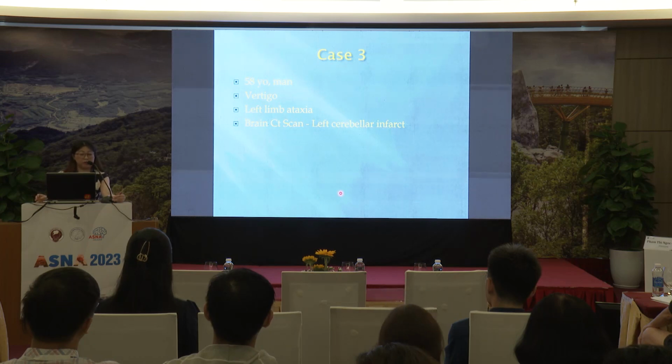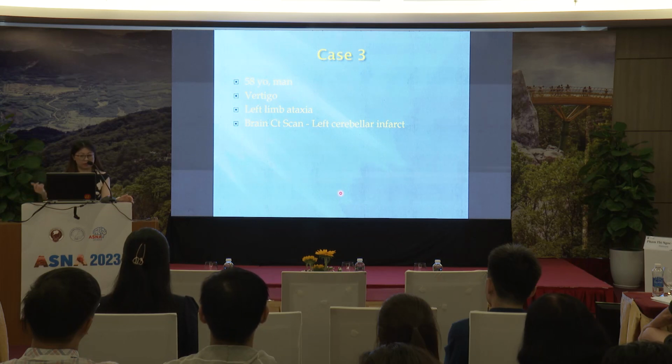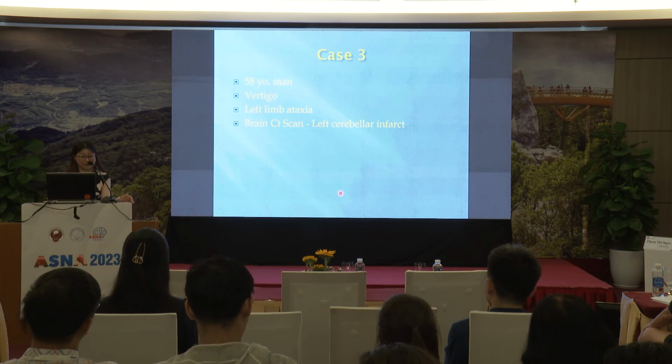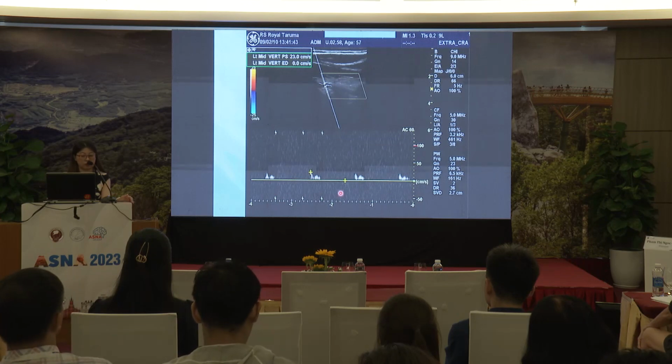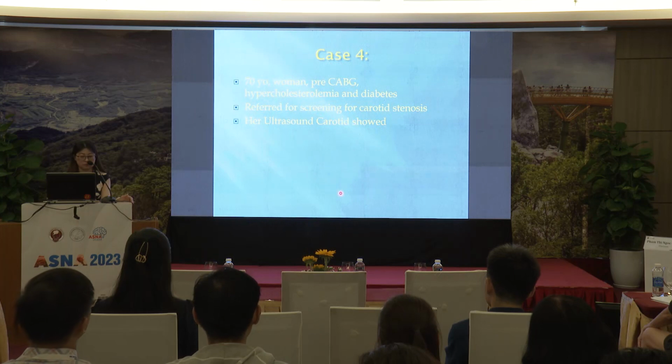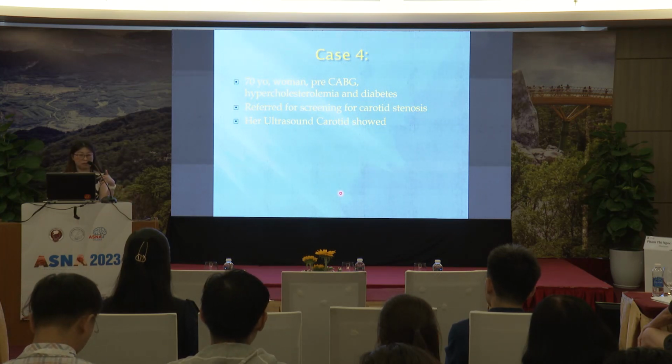This is case number 3, a 58-year-old man who presented with vertigo and also has left limb ataxia, and the brain CT scan shows a left cerebellar infarction. And from the carotid ultrasound, I found high resistance flow too. So that means if high resistance flow, there will be occlusion in front of the artery.